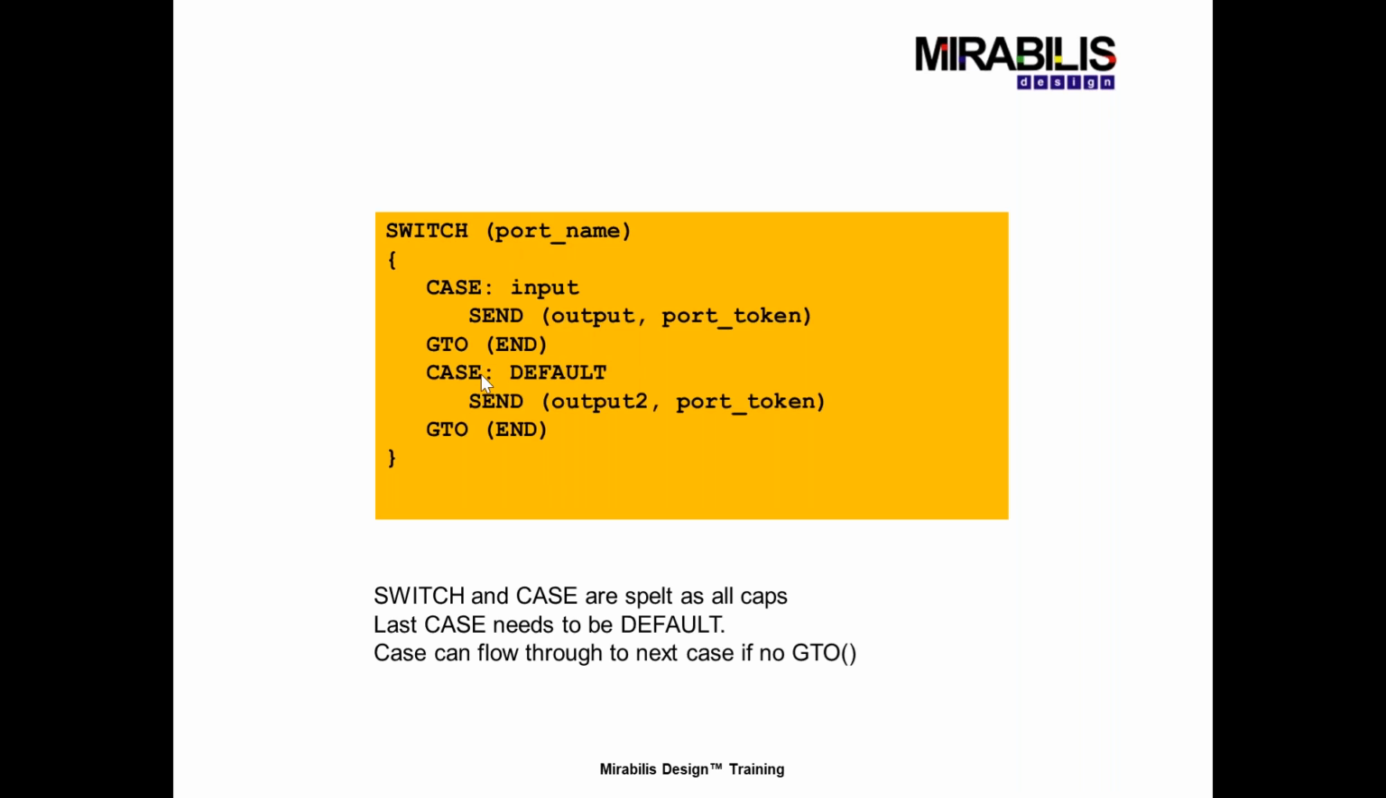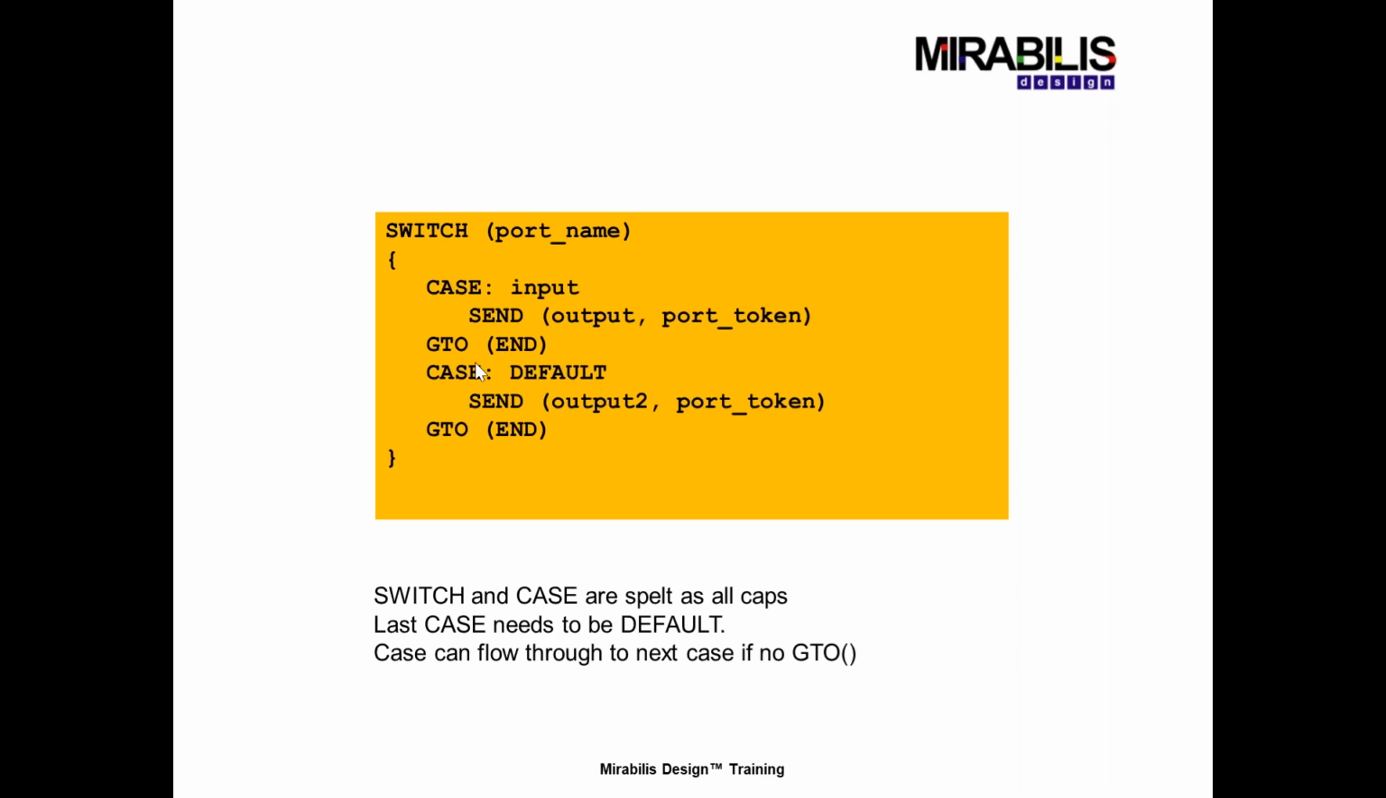The key thing here is that all of these are capitals. They're all caps. That's one. The second one is that the last one must always be default. And of course, if you want to terminate these, you can just use a go to end, or you can just let it flow through. But if you use go to end, it'll just jump out and come out of the loop itself.